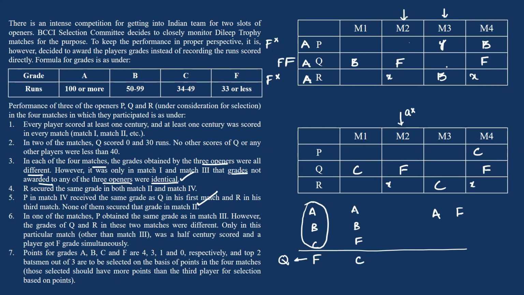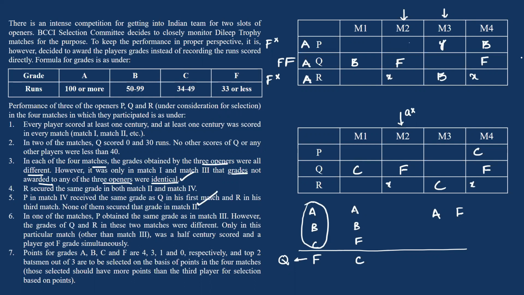Now points for grades A, B, C, and F are 4, 3, 1, 0 respectively, and the top two batsmen out of the three are to be selected on the basis of points in the 4 matches. Okay. Now let's read the statements again. Every player scored at least 1 century, and at least 1 century was scored in every match. Okay. In 2 of the matches, Q scored 0 and 30 runs.